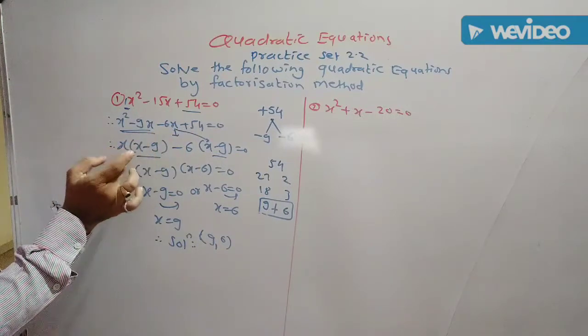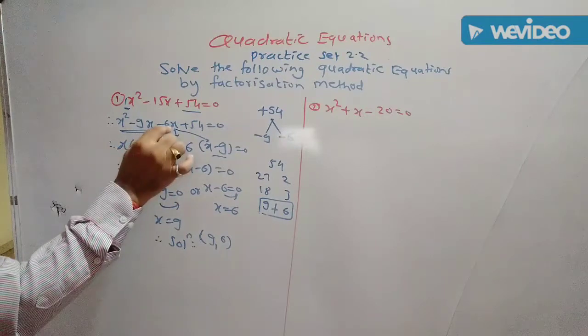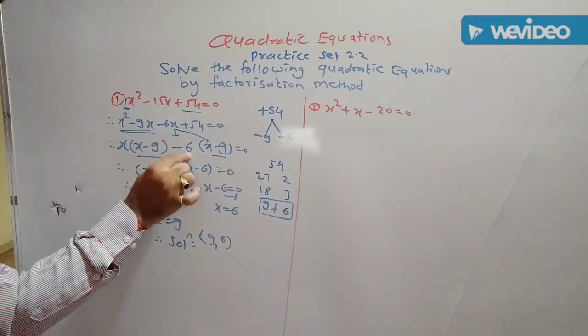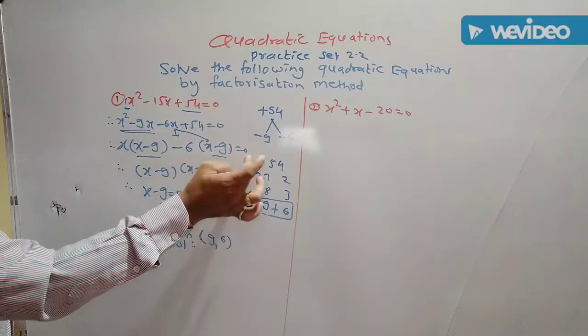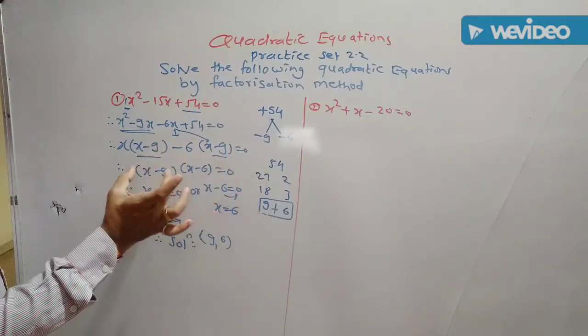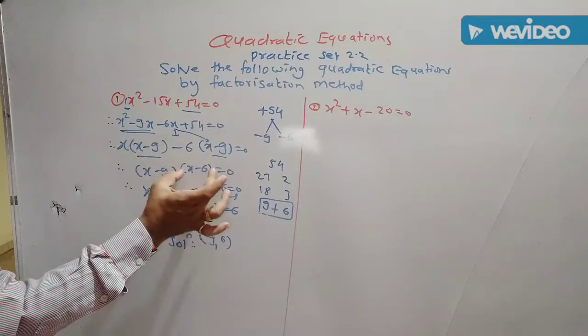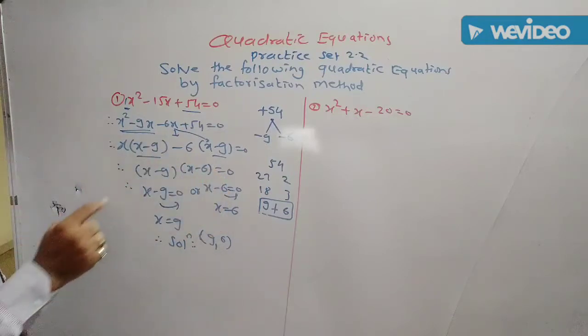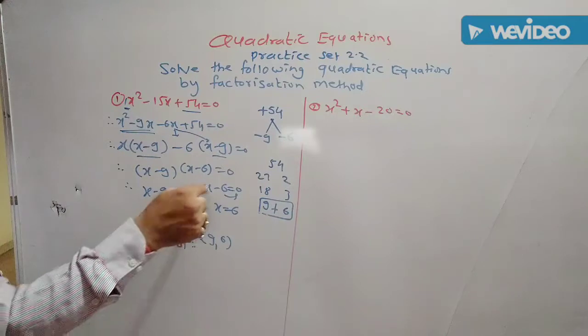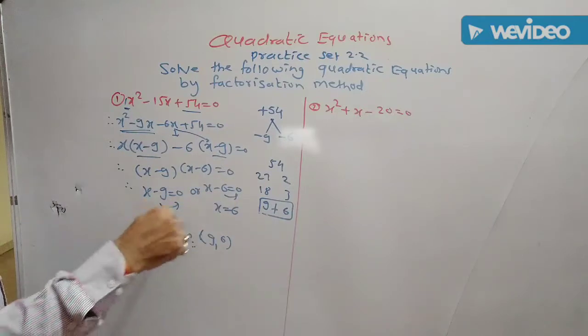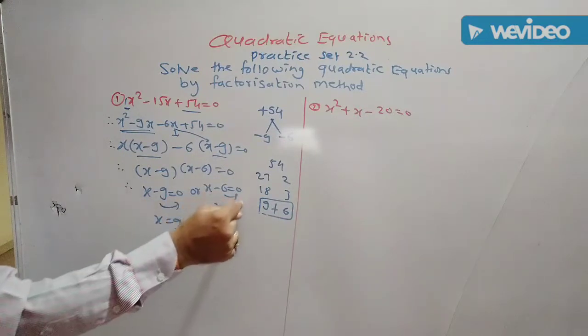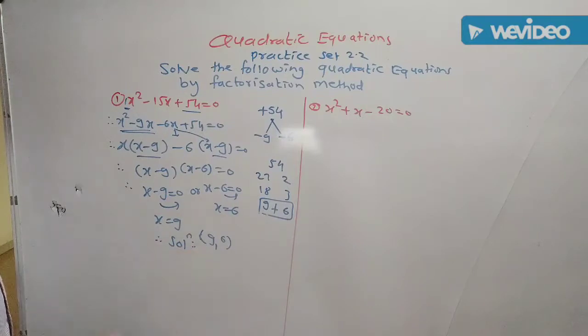From the first two terms x gets common, remaining is x minus 9. From the third term minus 6 gets common, remaining is x minus 9. Now x minus 9 gets common, remaining terms we write in the second bracket, x minus 6 is equal to 0. Now x minus 9 is equal to 0 or x minus 6 is equal to 0. Minus 9 gets converted to plus, minus 6 gets converted to plus, and therefore the solution is 9 and 6.